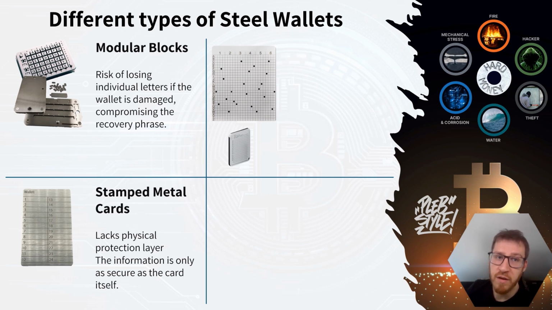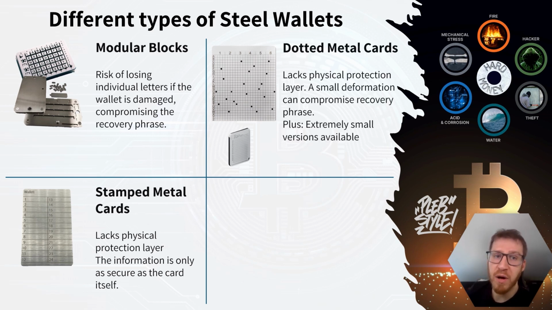Dotted metal cards. Very similar, but here you only punch little dots into a piece of metal using some kind of additional encryption method. Again, there's no additional protection layer around it, and small deformations of the material can and will most likely compromise your seed phrase. Remember, a steel wallet is your final backup and your last man standing in case of a catastrophe. On the plus side, there are very small versions out there which makes hiding them a lot easier. It doesn't make them more robust. Still, small damage can and will have big effects.